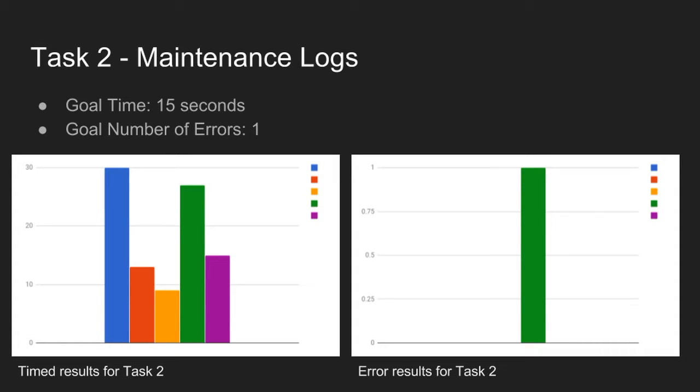For our second task, we were looking for participants to locate the vehicle maintenance logs for their vehicle. We estimated it would take 15 seconds to complete, with one or fewer errors along the way. This task gave us the most diverse time ranges of all of our tasks, with some users completing it in 9 seconds, while some took up to 30. There weren't many errors that users encountered, but it took them a while to figure out where to go to get the information that they needed.